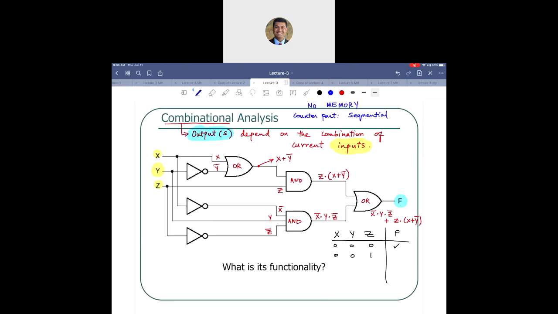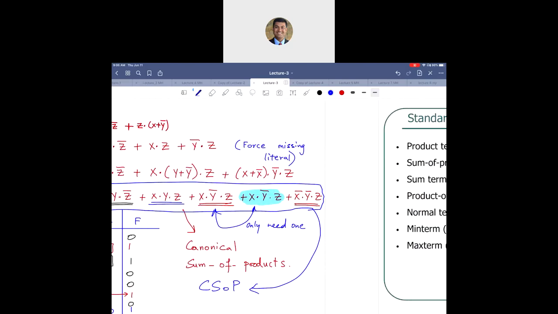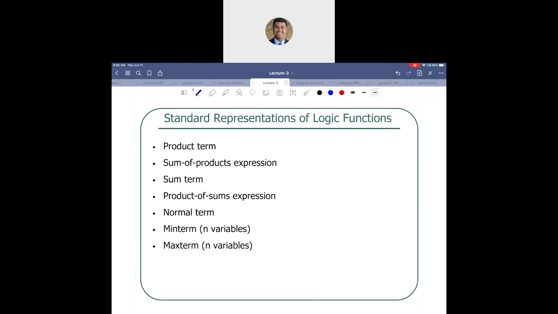Okay, so that was a little bit of a discussion here. And then let's talk about those new terminologies in a little bit more detail, in a more organized manner. So the standard representations of logic functions: you can use a product term, you can use sum of products expressions, you can use a sum term, you can use products of sums, a normal term, and there is also a min term and a max term. Let's take a look at what a product term is.